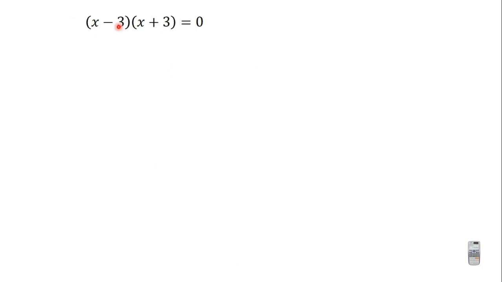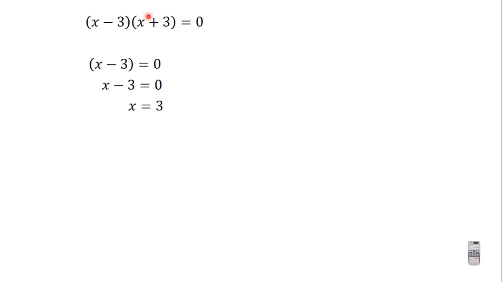So we have this s minus 3 in one bracket, s plus 3 in the other bracket is equal to 0. To find s, we will equate the first expression to 0, then we find s for that. Then we will equate the second expression to 0, then we will find s for that one also. So the first one, we have s minus 3 is equal to 0. So s is equal to 3.